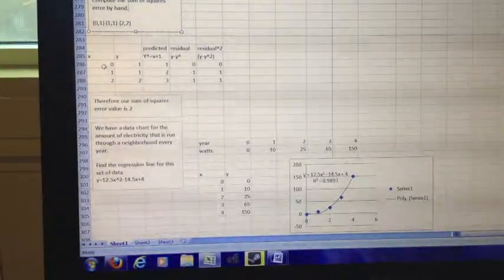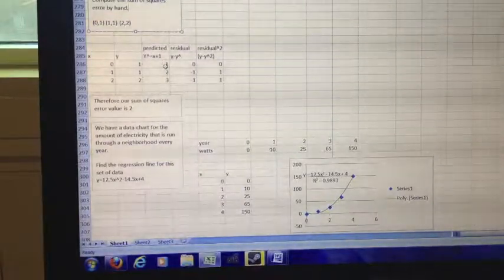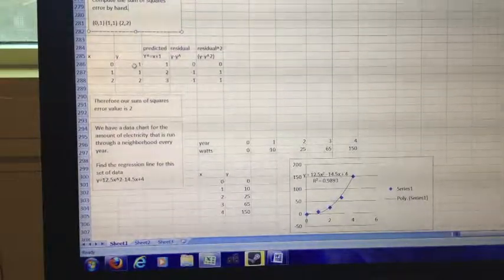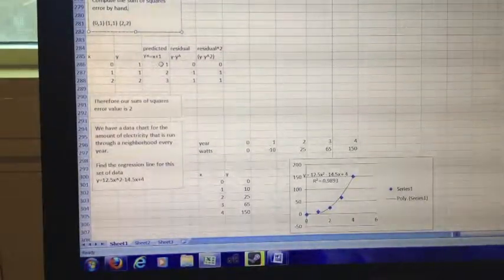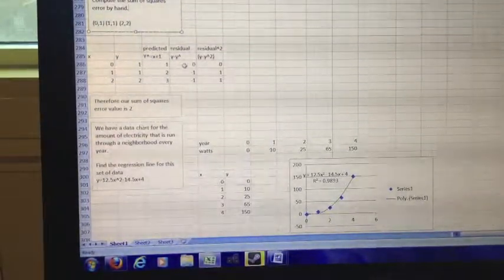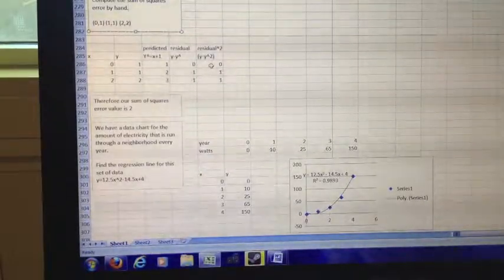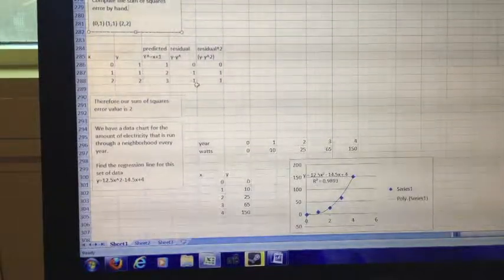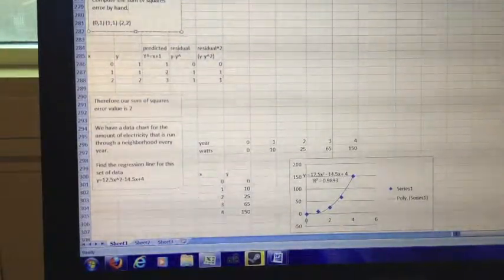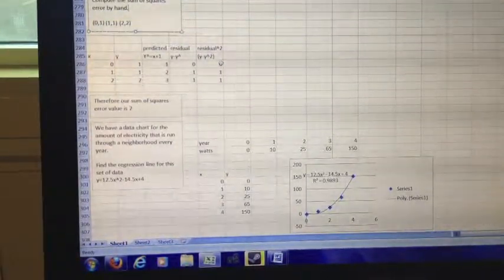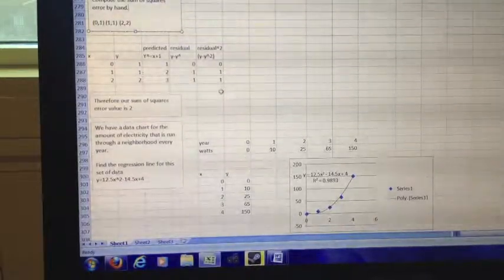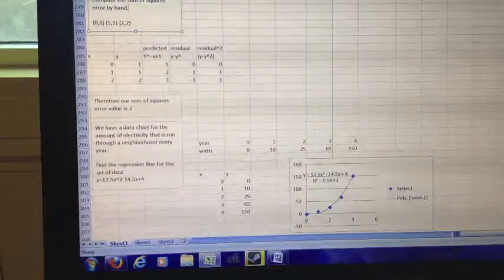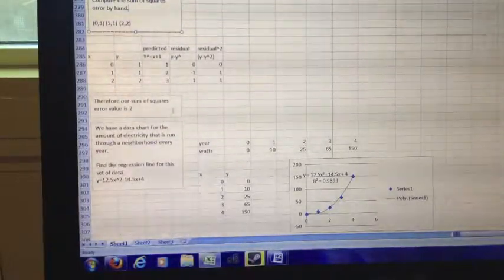We took our x value and we added 1, which gave us 1. Then we took our y value, which is 1, and we subtracted this value, which is 0. And then we took our 0 and squared it, which is still 0. And we did this with this column and this one as well. So after we're done with all this, we take these 3 numbers and we add them all together, and we come up with a grand total of 2. So our sum of squares is equal to 2.